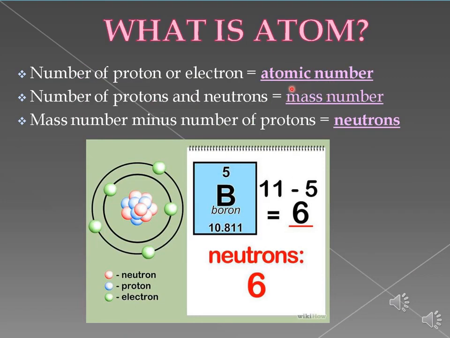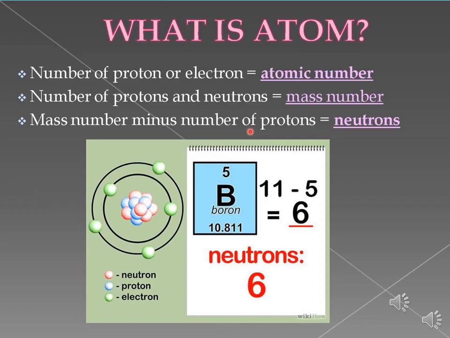Okay, the first term is atomic number. Atomic number is the number of protons or electrons. Or sometimes we use the term proton number for atomic number. Second term is mass number. Mass number is the number of protons plus the number of neutrons. And the third term is neutron number. So how do you find the neutron number? It is the mass number minus the number of protons.